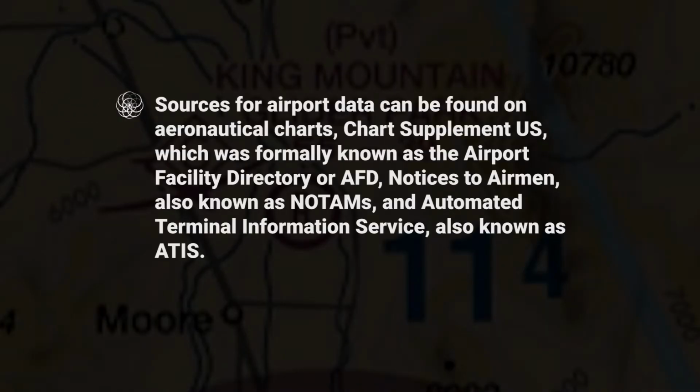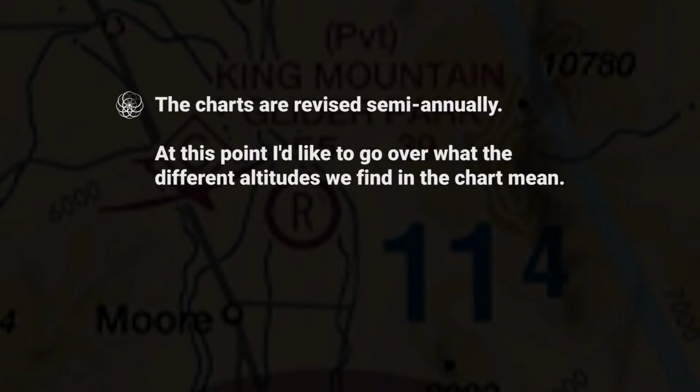First of all, sources for airport data can be found on aeronautical charts: Chart Supplement US, which was formerly known as the Airport Facility Directory, or AFD; Notices to Airmen, also known as NOTAMs; and Automated Terminal Information Service, also known as ATIS. The charts are revised twice a year.